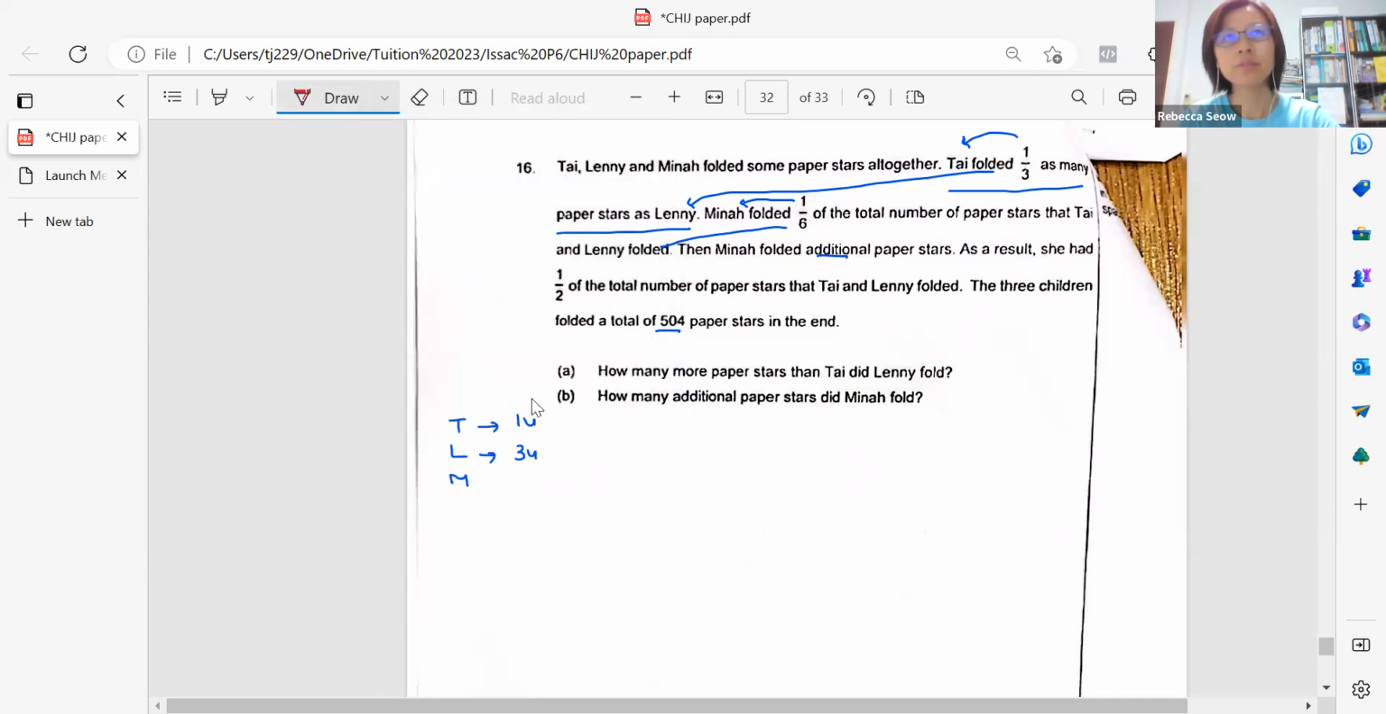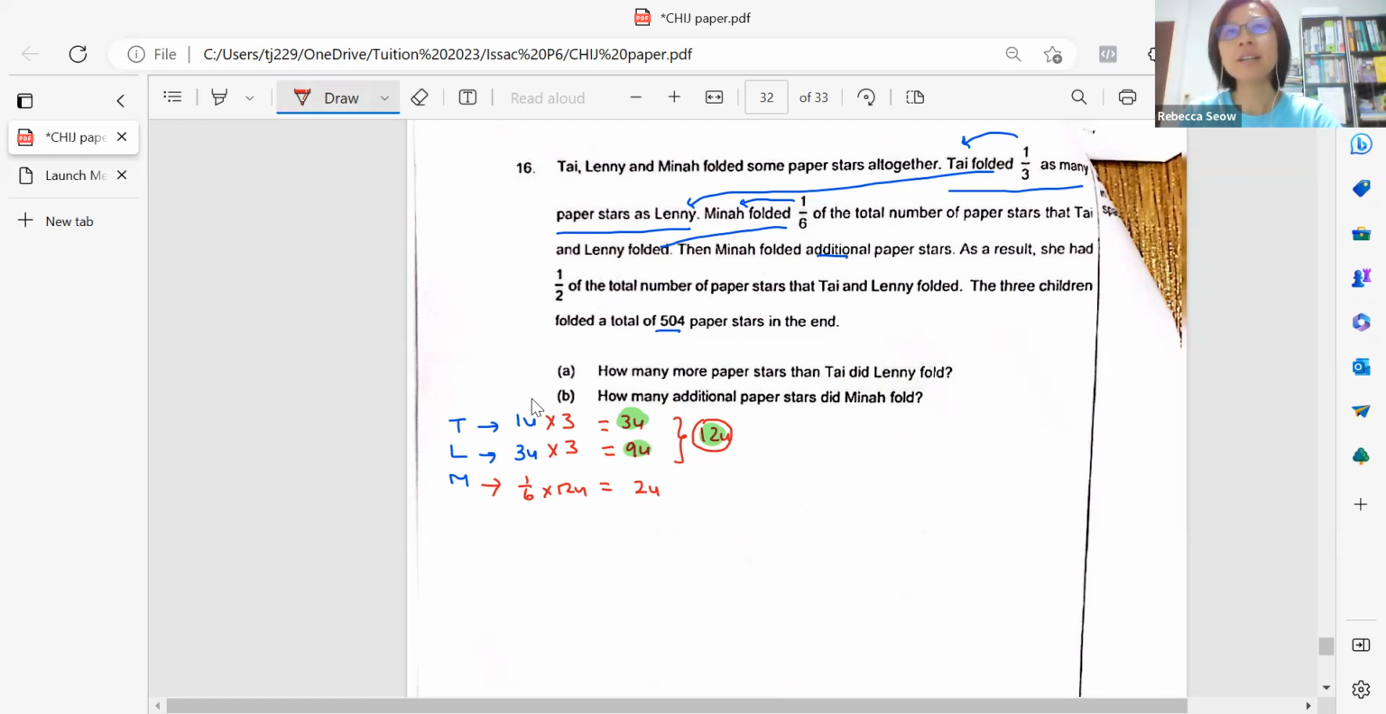So I'm going to multiply by 3, multiply by 3. That ends up with 3 units for Ty, 9 units for Lenny. And in total, we are looking at 12 units here. Okay, so these are the units we want to pay attention to, and not the ones in blue. Now with regards to this, Mina folded 1/6 of these 12 units. So 1/6 of that means that we take 1/6 of the 12 units, and that would mean that Mina would have folded 2 units worth of paper stars.